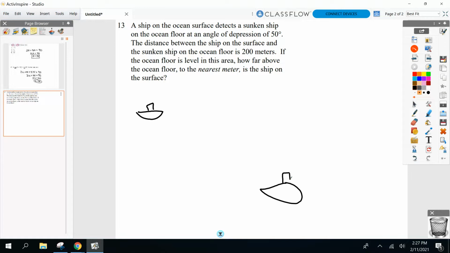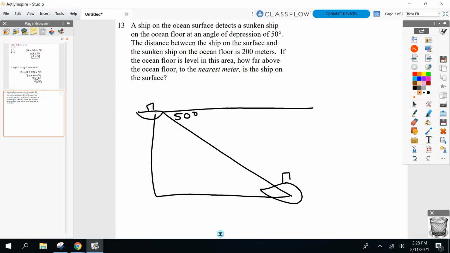Angle of depression of 50. So remember, angle of depression is from his horizontal line of sight looking down at the ship on the floor. That created a 50-degree angle. And remember, this is outside the triangle, because here's my right triangle right now. So that 50, the angle of depression, is outside your triangle.